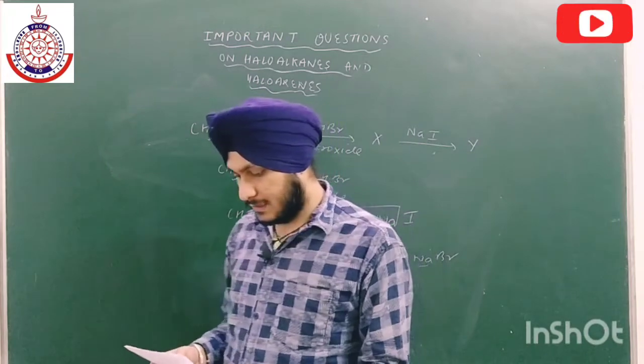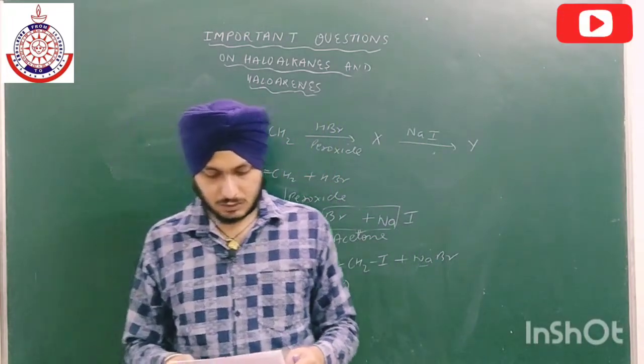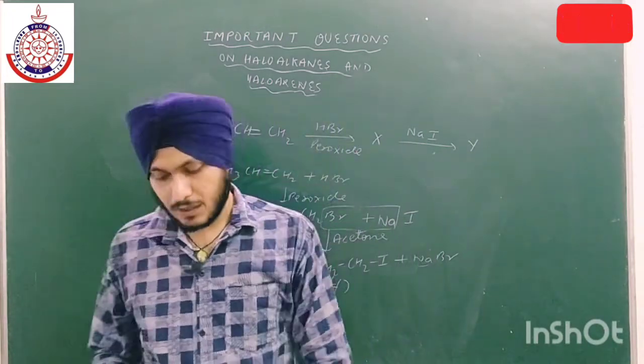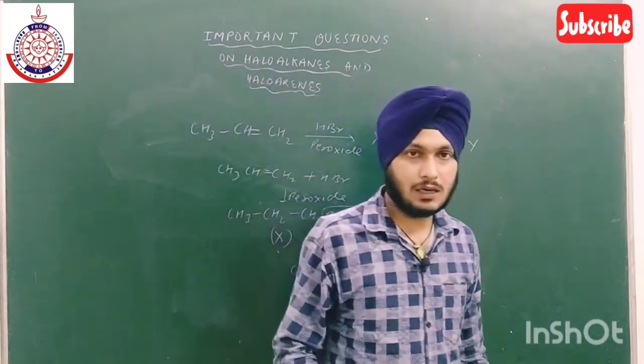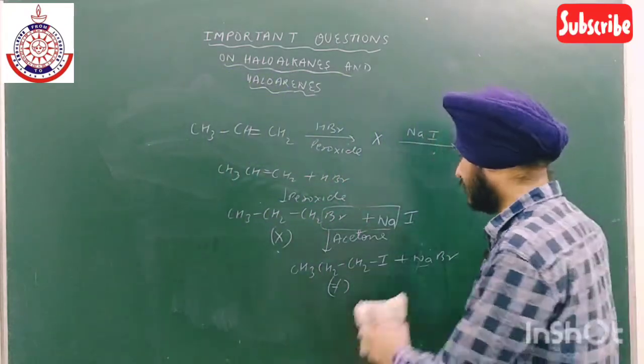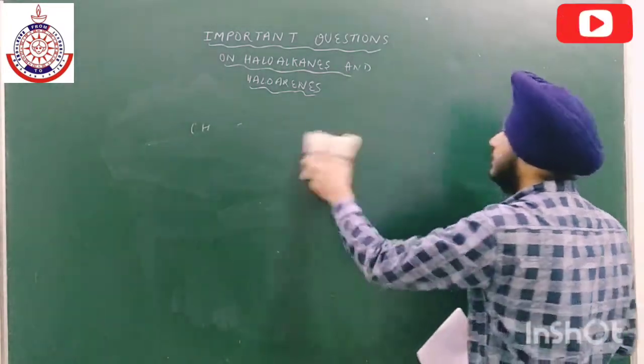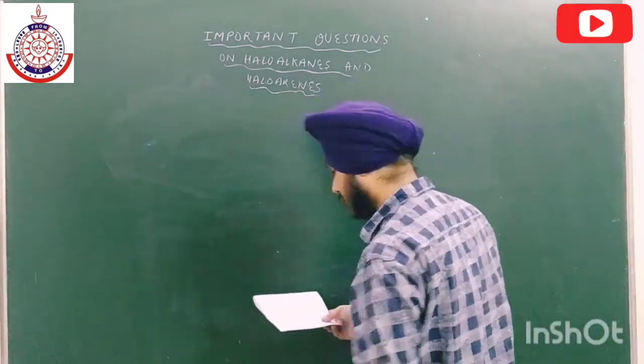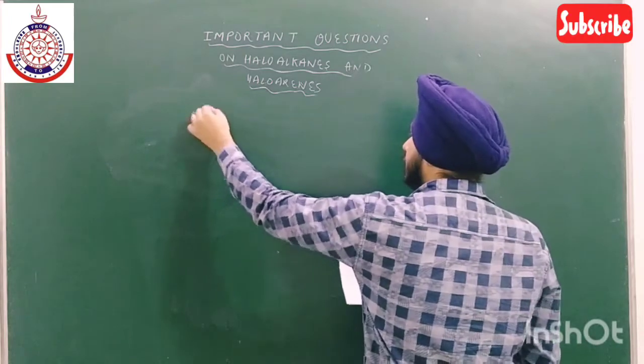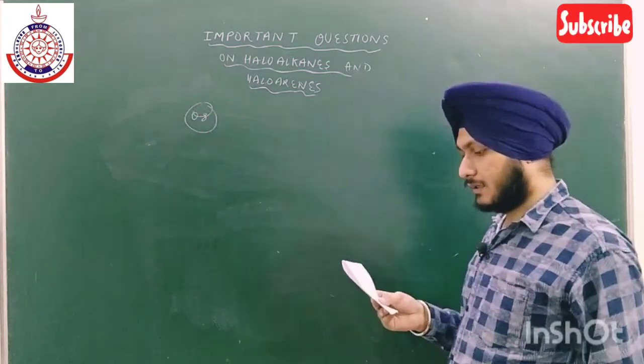So this is our seventh question. Let's move on to the next question. This is also related to how to find the major product. We have to predict the major product or complete the reaction. So this is our eighth question. Write the major products of the following.